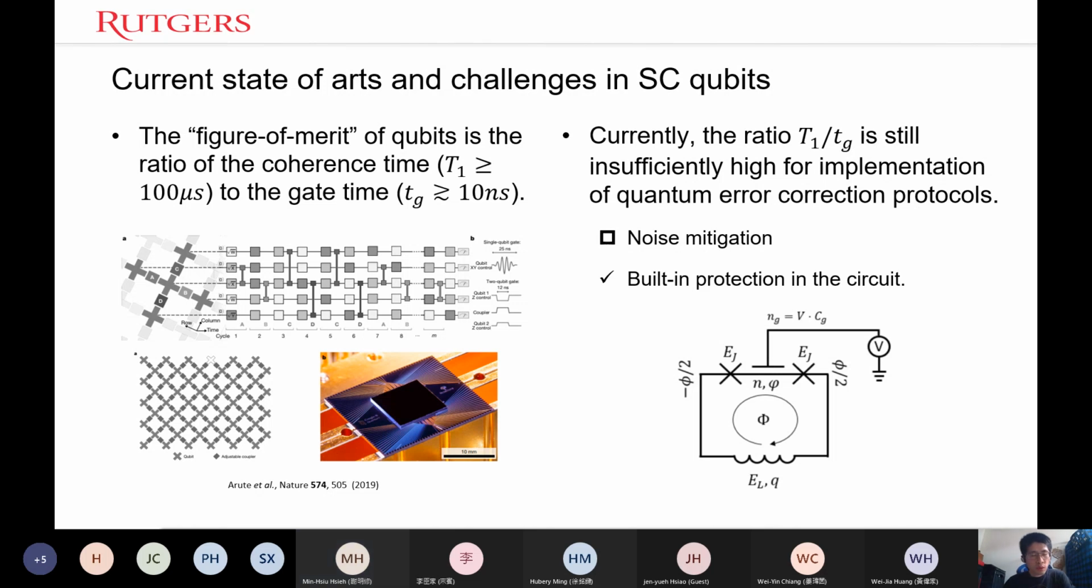Sorry, I just want to be on the same page. I think we want TG to be as small as possible, right? As fast as possible. Okay, I see. And we want to push T1 as high as possible. Okay. And right now, thank you for pointing out, this number is actually a little bit outdated. It is already 1 millisecond, as proposed by the Princeton group. They use a tantalum circuit.